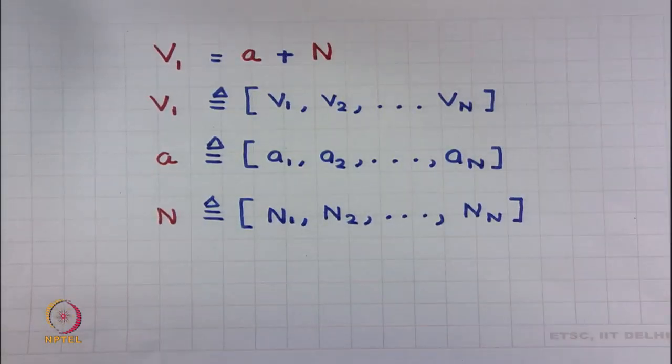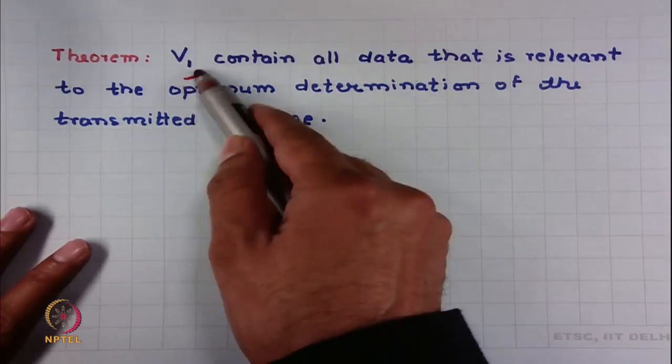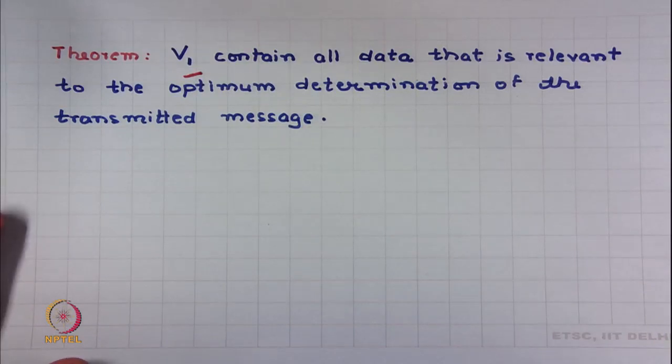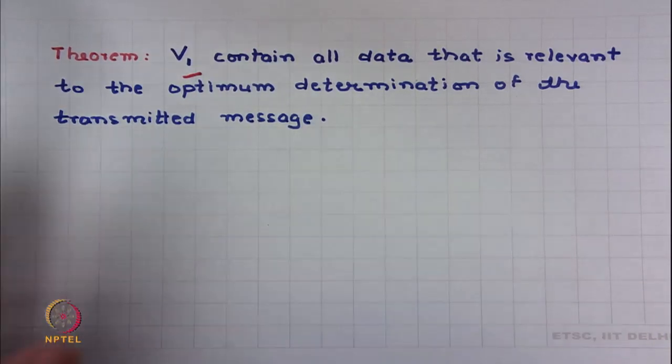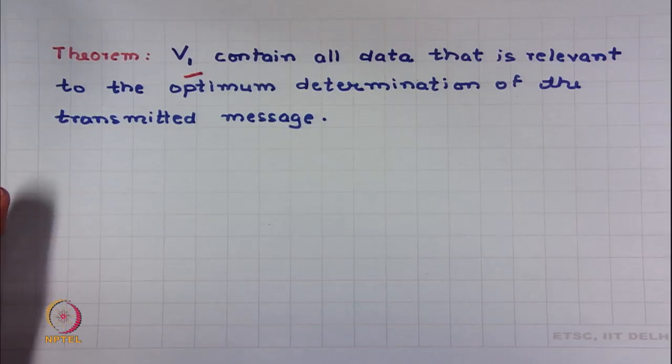All right. Why are we doing this? Because we are trying to state and prove a theorem that V 1 contains all data that is relevant to the optimum determination of the transmitted message. And this is a deep statement because it says that this random vector V 1 is sufficient and optimum for the detection of the transmitted message, and this is what we are going to prove.